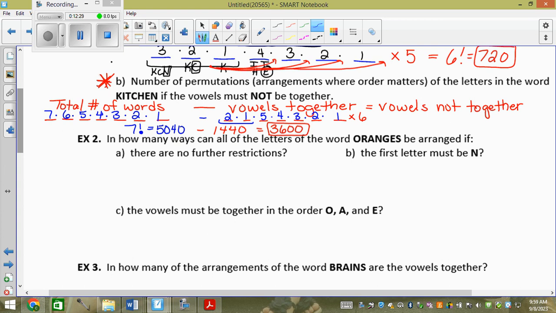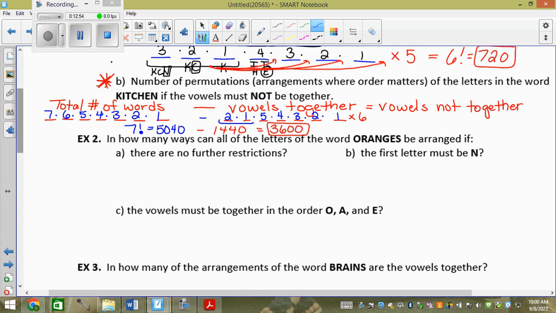This one we're not going to do. We're on Friday, so it's a shorter schedule, so I have to skip some. But this one says, if the vowels must be together in the order O-A-E, how would that change it? In the order O-A-E. It would make the first three blanks be what? 3, 2, 1. They have to be in the order O-A-E? 1, 1, 1. It would be 1 O, 1 A, 1 E.